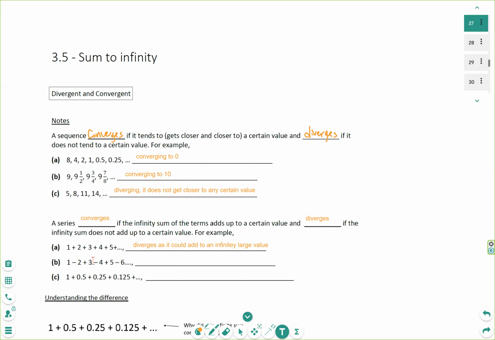But for the next one, 1 minus 2 plus 3 minus 4 plus 5 minus 6. Does it diverge or converge? I'll let you think about this. When you add a certain number, do we get closer to any value? When you add the numbers, do we get an answer?